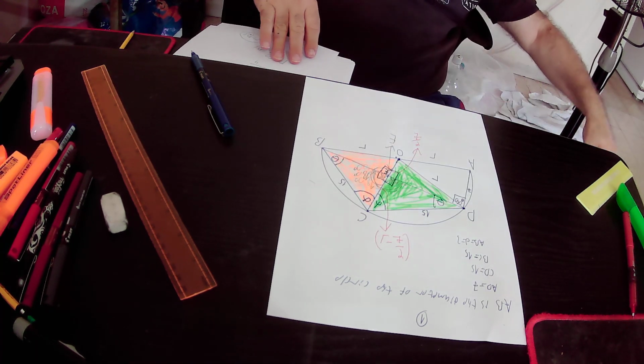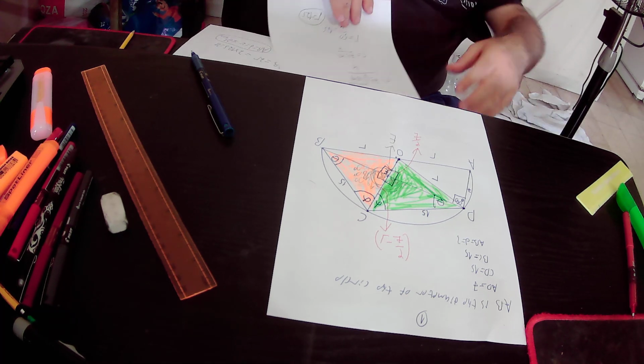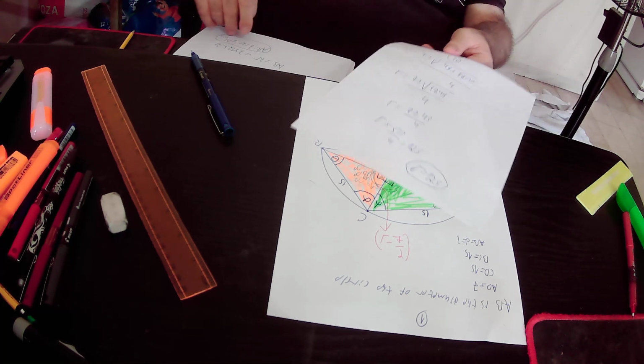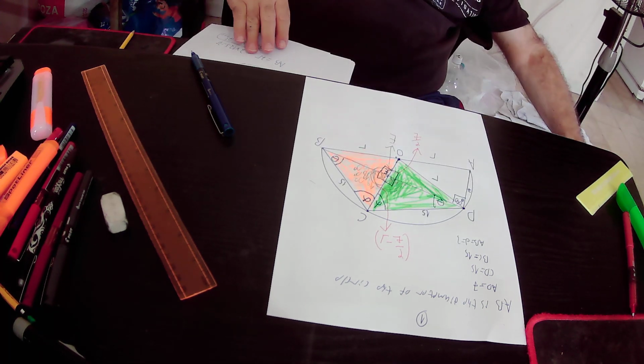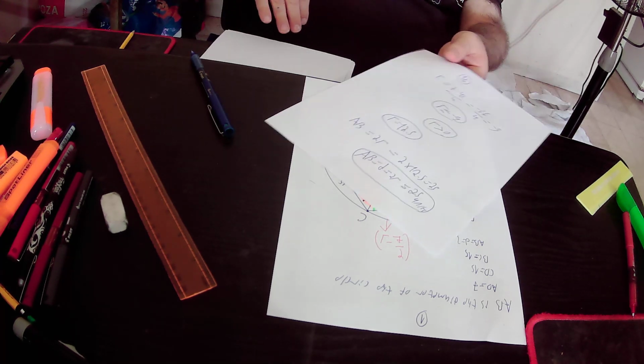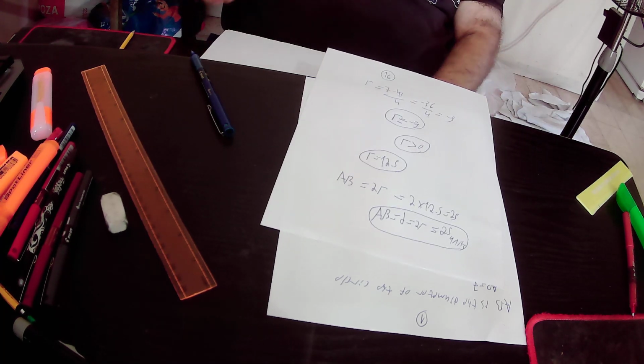We solve this quadratic equation and we arrive at two results. The first result is r equals 12.5 units, and the second result is r equals 9 units. But because r is the radius, it must be a positive number. Therefore, the other answer is incorrect, and we are left with only one possibility, that r equals 12.5 units.